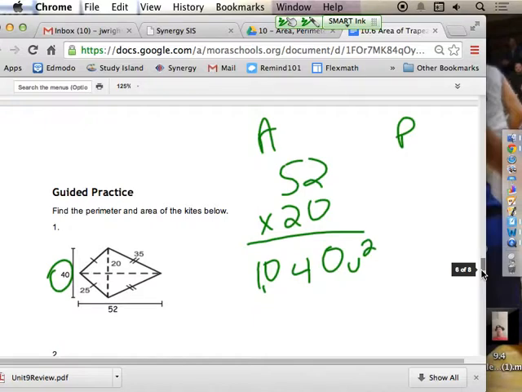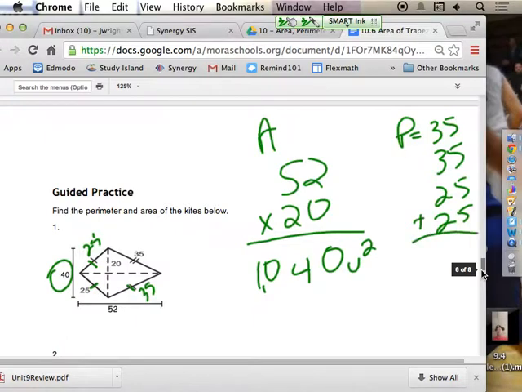For perimeter, you can see these are the same, so that means this side equals 35. That's the same, so that means this side equals 25. And I have 35, 35, 25, 25. We'll add all those up. These two equal 50, these two equal 70. Add those together, I get 120 units, not units squared.